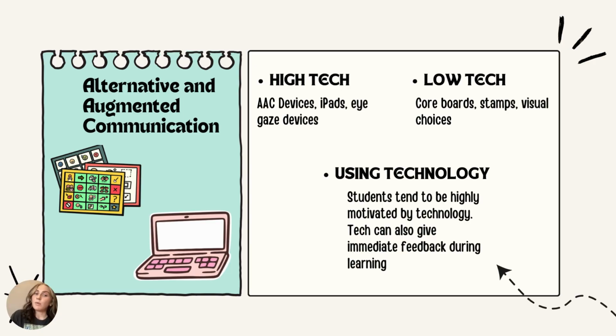Lastly, I want to talk about implementing alternative and augmentative communication in the classroom. This has shown great benefits for students who are learning to read because a lot of these students may be nonverbal, but that doesn't mean they don't have their own thoughts and ideas. So, some of the ways to get these out and into the classroom that you can assess is utilizing high tech and low tech AAC. This might be something like an AAC device using iPads or eye gaze devices. It could also be utilizing low tech like core boards, stamps, visual choices, and using technology in the classroom.